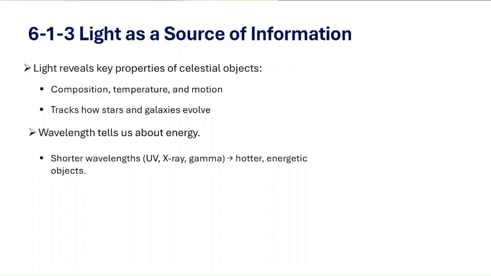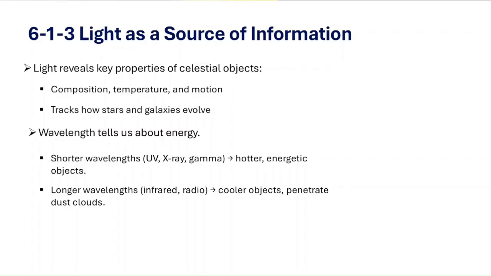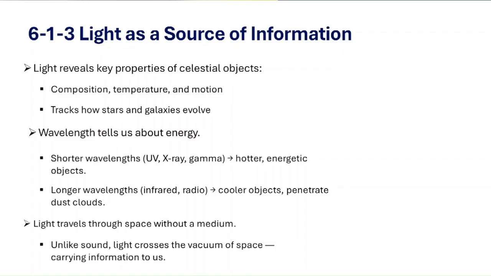And the longer wavelengths like infrared and radio are gentler photons. They carry less energy. So infrared reveals cooler objects like planets, forming stars, and even the heat from your body. And radio waves penetrate dust clouds, allowing us to see structures hidden from view in visible light. So this is why radio telescopes often reveal galaxies filled with gas and dust that look almost invisible to the naked eye.